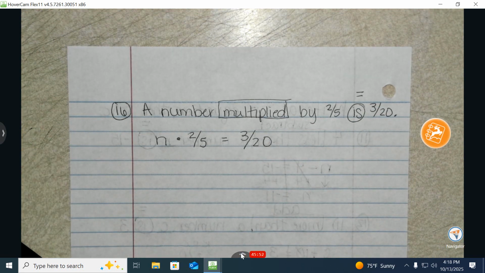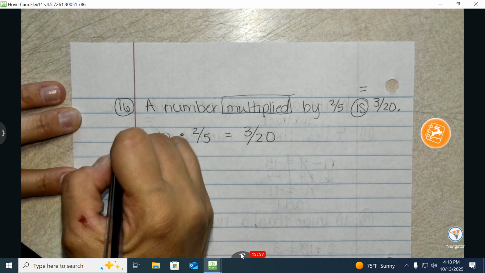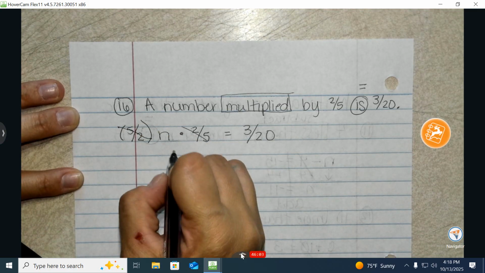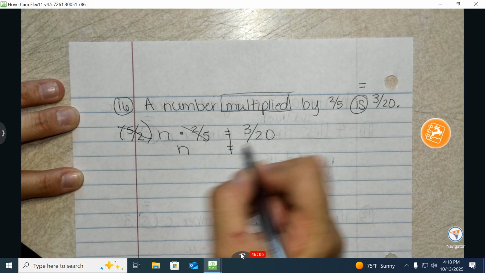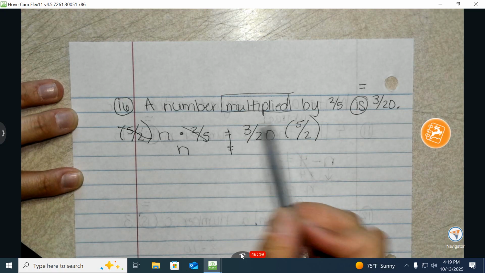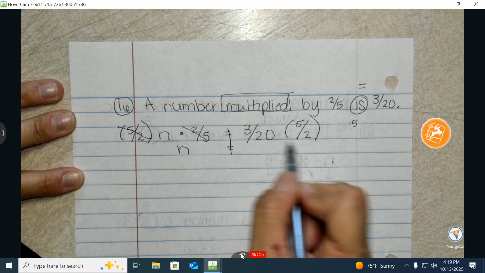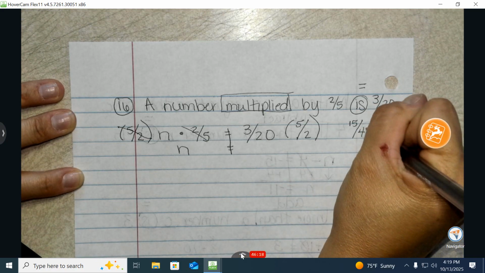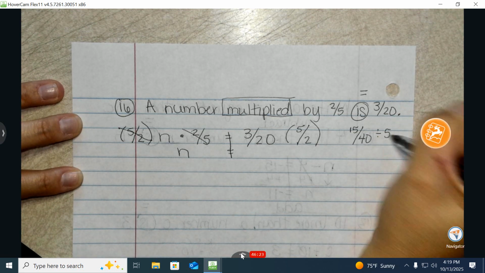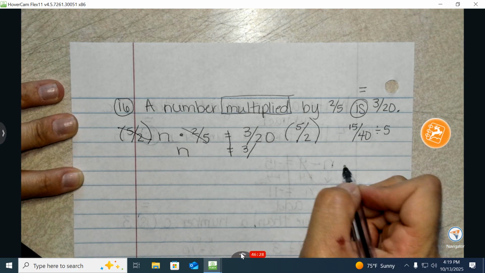So we're going to multiply by the reciprocal here. So instead of 2/5, it will be 5/2. That makes a 1. So we have n equals 3/20 times 5/2. 3 times 5 is 15. 20 times 2 is 40. And we know 5 will go into both of those. So to simplify it, we're going to divide by 5. That is 3/8.